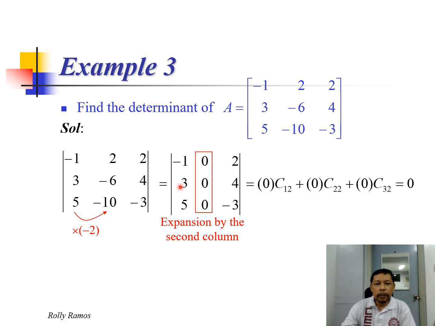So, it is easier to find the determinant if we transform the original matrix first. By simply multiplying column 1 by negative 2 and adding it to column 2, we were able to determine the value of the determinant easily.